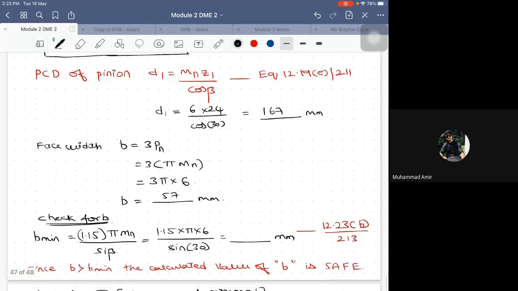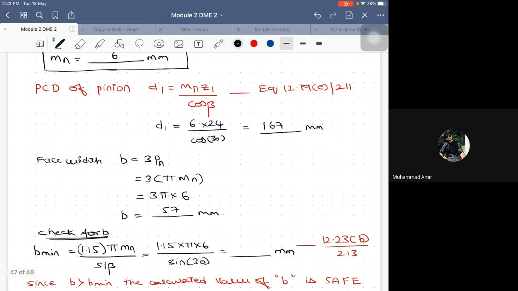Next, as soon as you calculate the B value, you have to check for B. For that, you can use the expression from page number 213, equation number 12.23b, where it says B minimum is equal to 1.15 pi times Mn divided by sine beta. This is not cos, this is sine beta. Just replace it. It is sine of beta. Just substitute and calculate the B minimum value.